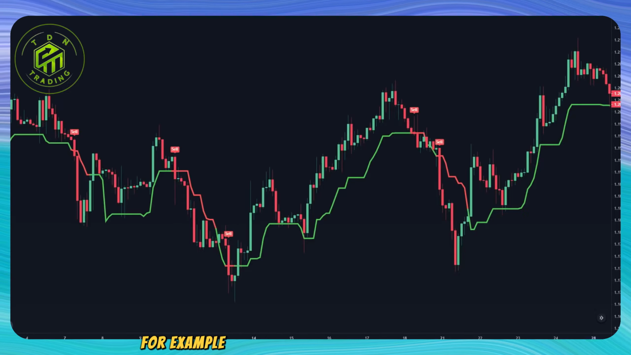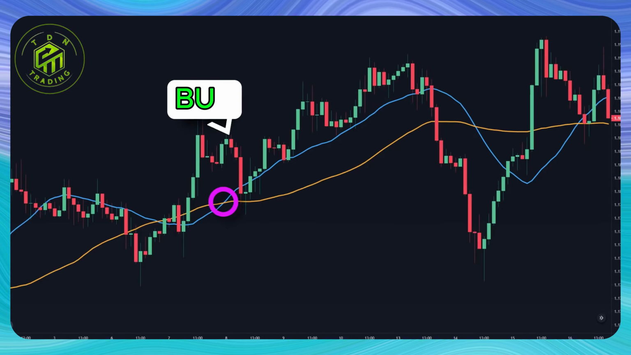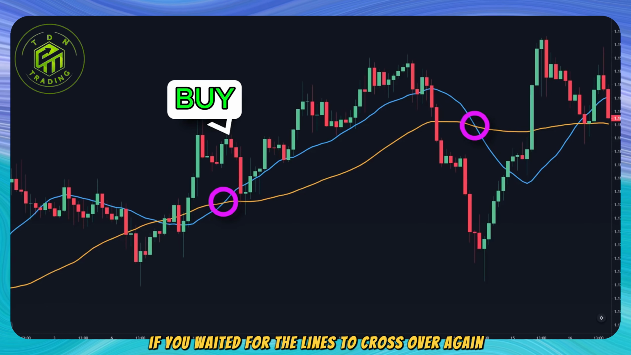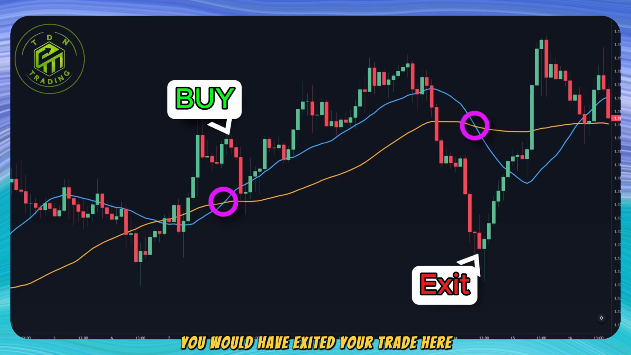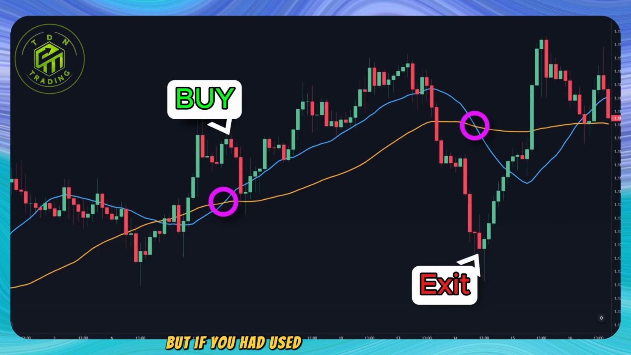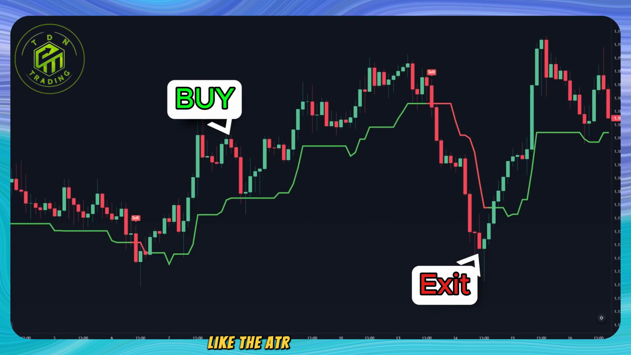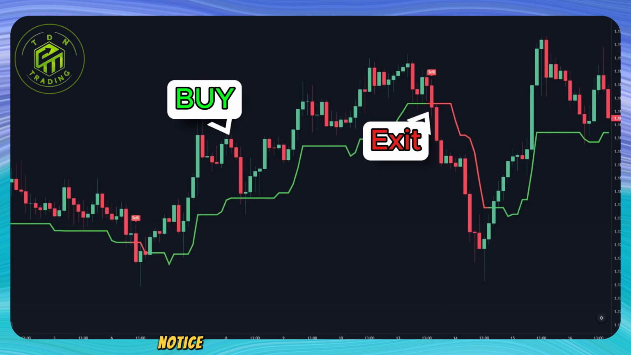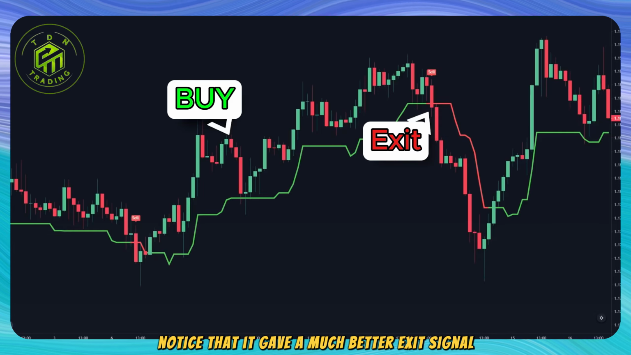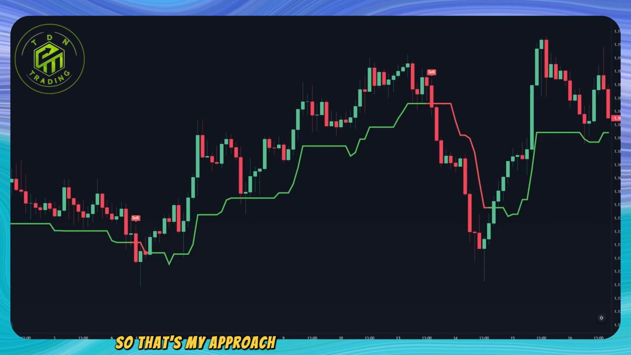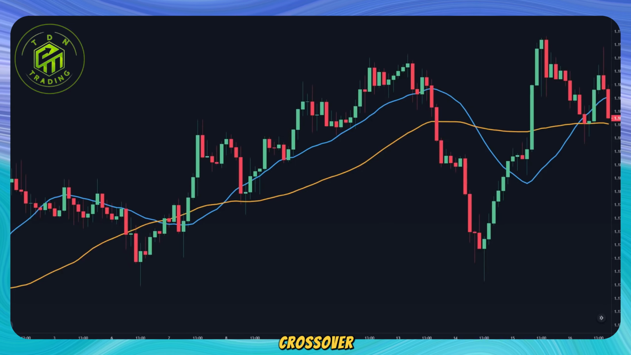For example, let's say you took a buy position here. If you waited for the lines to cross over again, you would have exited your trade here and wasted so many pips. But if you had used a better exit indicator like the ATR trailing stop loss, you would instead exit here. Notice that it gave a much better exit signal and you would have kept more pips. So that's my approach when trading the moving average crossover.